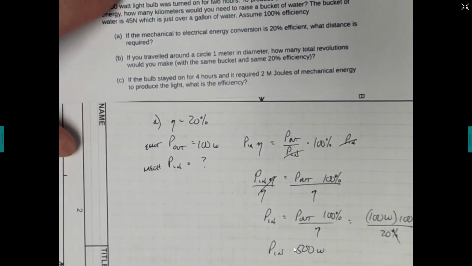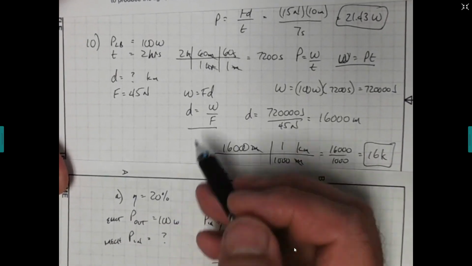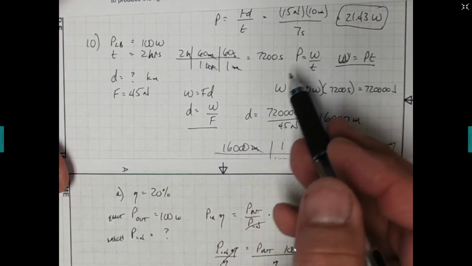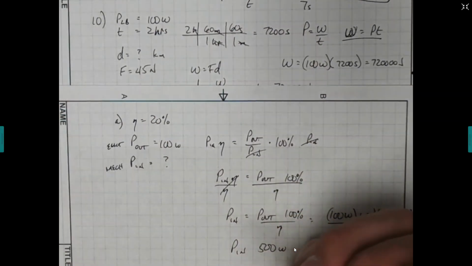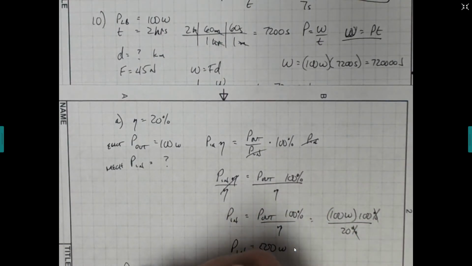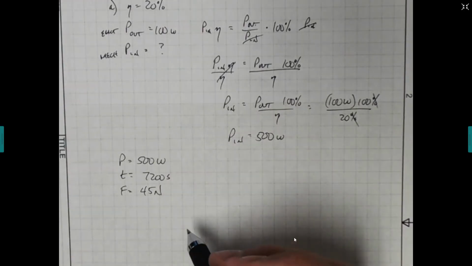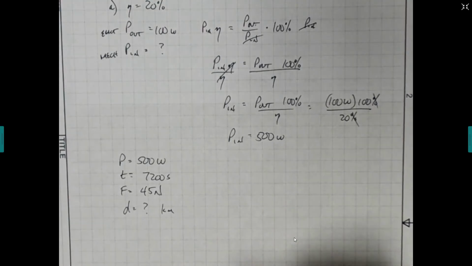So we're basically going back and doing the exact same thing. If we go back and look at what I had here, we're still solving for this distance just like we did before. So we really need all of that information again. But now we know our power is 500 watts. My time, converted, is still the 7,200 seconds. My force is still the 45 newtons. And then my distance is still my unknown. And again, remember, we want that in kilometers.